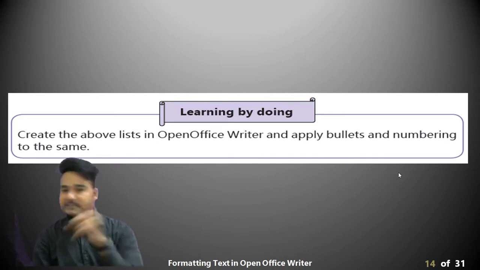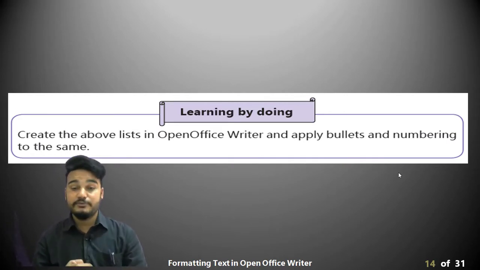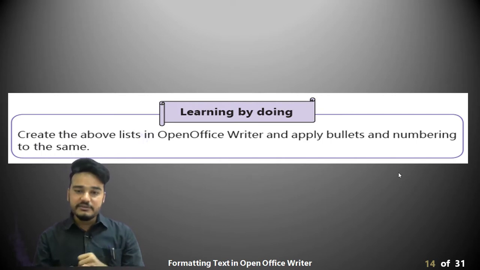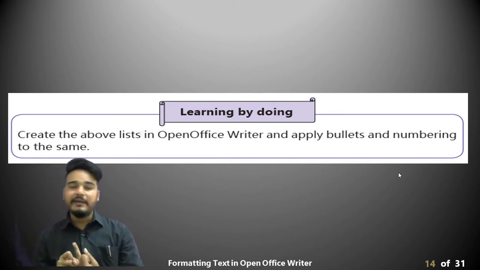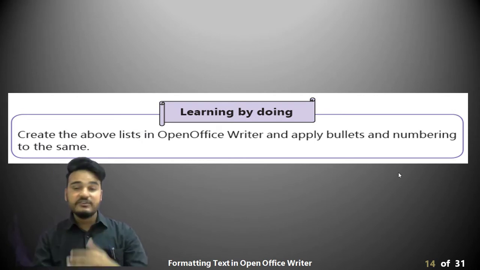Okay, and this task we will be doing in our computer lab. Or if you have a computer at your home, so just create the same list in OpenOffice Writer and apply bullets and numbering option to the same list, or you can change the list also.